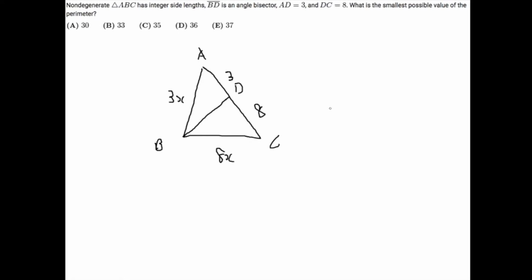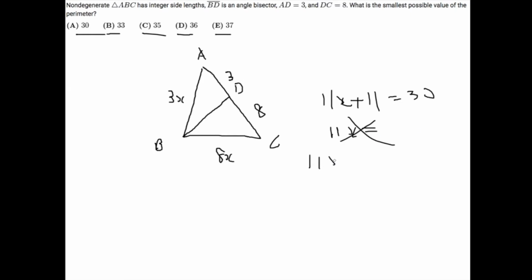So at this point, the perimeter is 11x plus 11. And basically, we can just set it equal to each of these to see which one works. And by works, I mean we get an integer value of 3x and an integer value of 8x. If we plug this into 30, we have 11x is equal to 19, which doesn't work because we get x equals 19 over 11. 19 over 11 times 3 is not an integer.